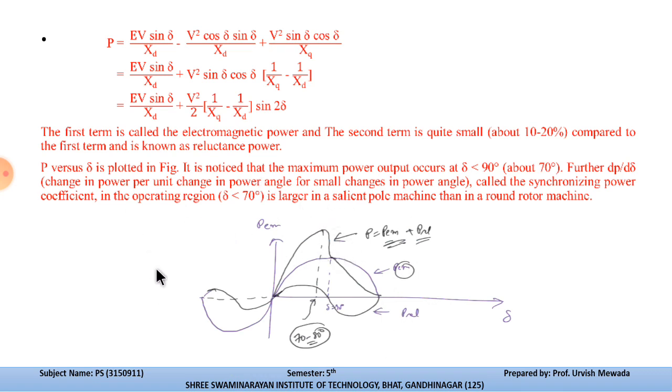is called the synchronizing power coefficient, and the operating region with delta less than 70 is larger in a salient pole machine than in a round rotor machine. So over here it is described that this is the power and this is the load angle delta, I'm sorry, a graph, and from that graph we can say that at delta less than 90 degrees, we will get the maximum output of the synchronous machine.